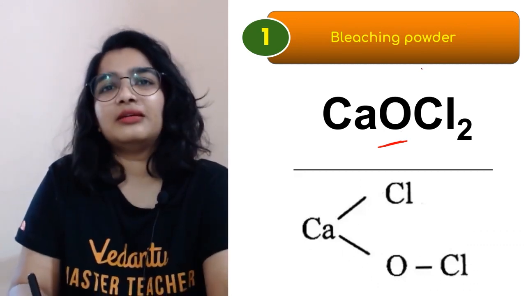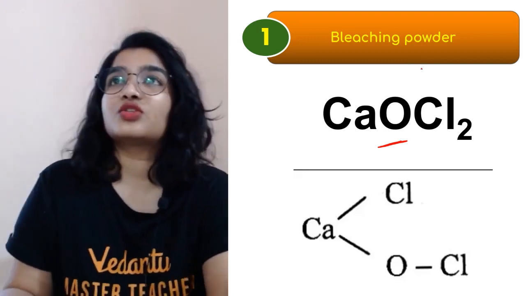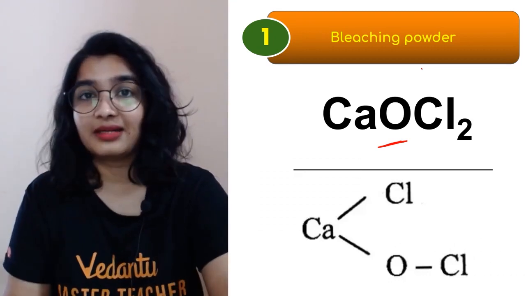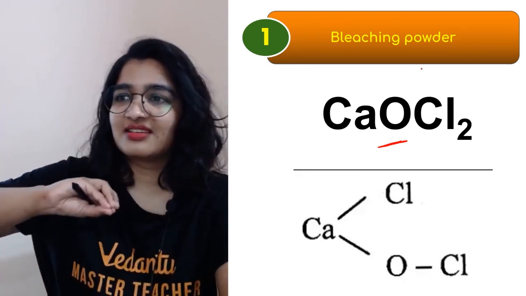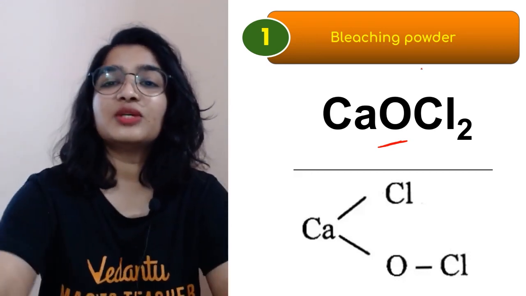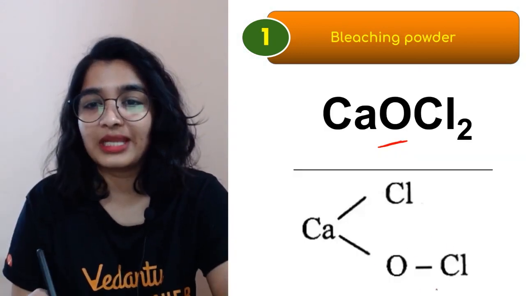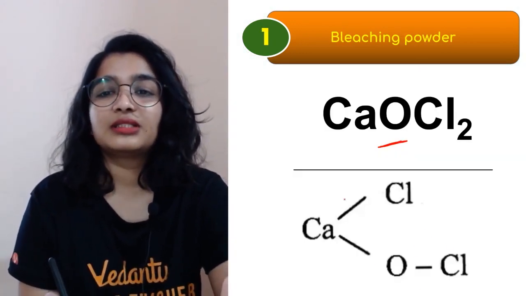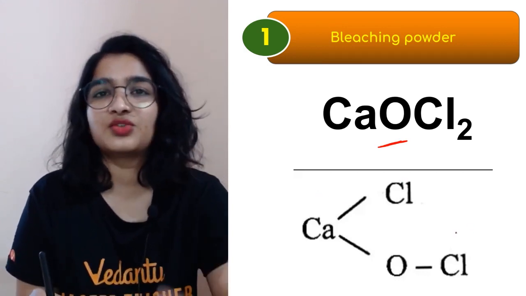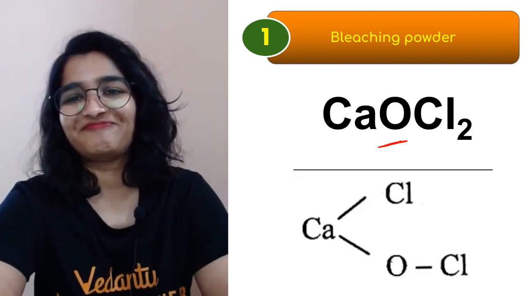Generally we use bleaching powder, but they might ask you the chemical name or the structure of calcium oxychloride. You should not get confused. So bleaching powder is CaOCl2, that is calcium oxychloride. Here there is a covalent bond between oxygen and chlorine, but this is an ionic bond: Ca2+, Cl-, OCl-. If you are confused with the structure, there are no coordinate bonds here, so it's only covalent and ionic.